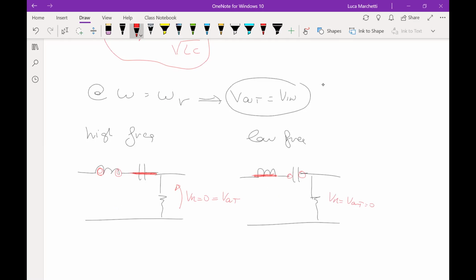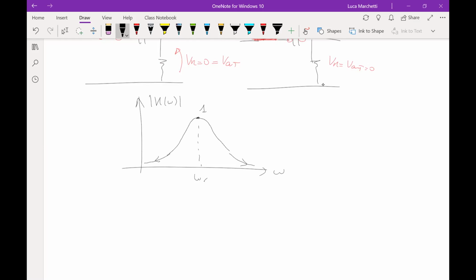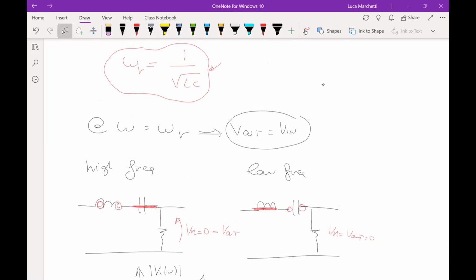So at very high and very low frequency, the frequency response is equal to 0. So at omega R, this is 1, and for low frequency and high frequency it goes to 0. So again, it makes sense to expect something like this, right? And this is what actually happens. This is a bandpass filter. This is just an application of the method that I explained today.